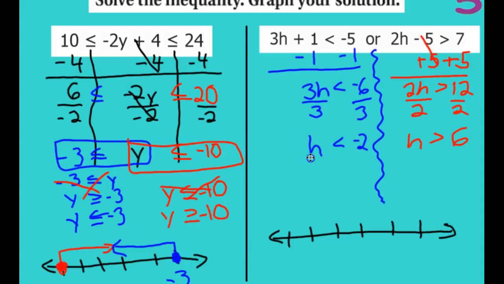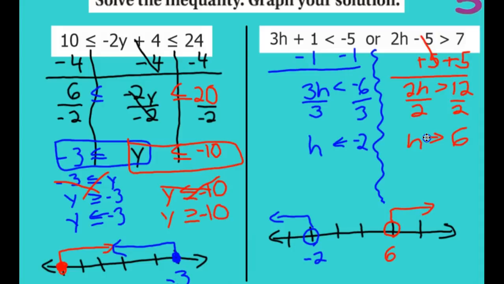Start with a smaller number. H is less than negative 2. So it's an open circle because it's less than, pointing to the left. And H is greater than 6. So an open circle, 6 is pointing to the right.